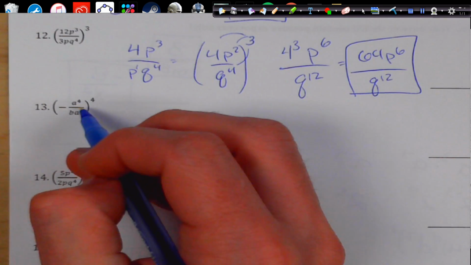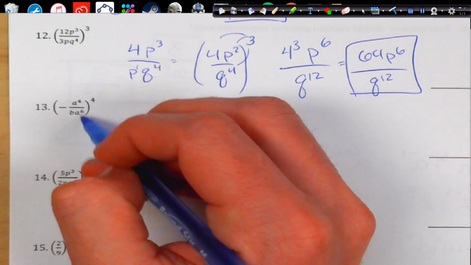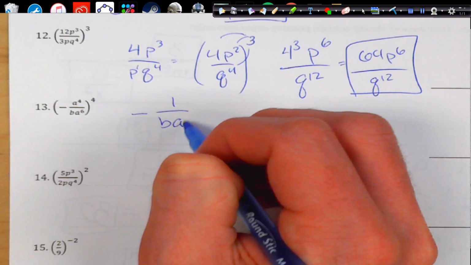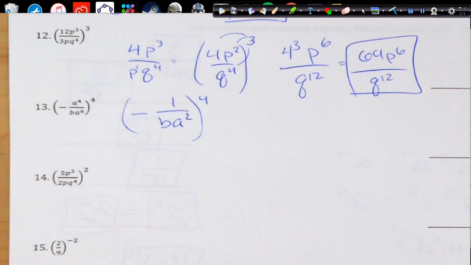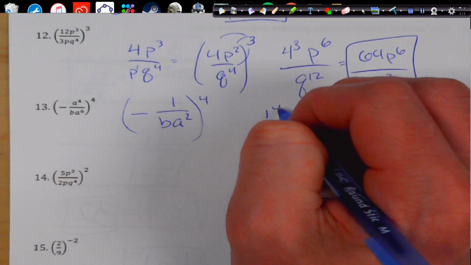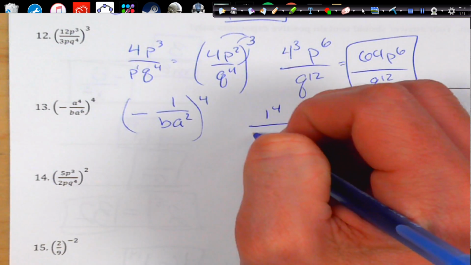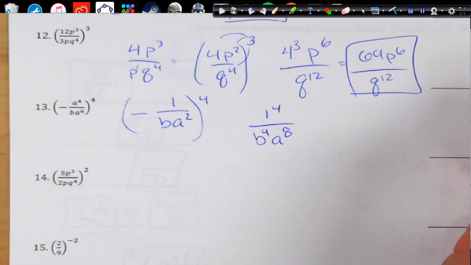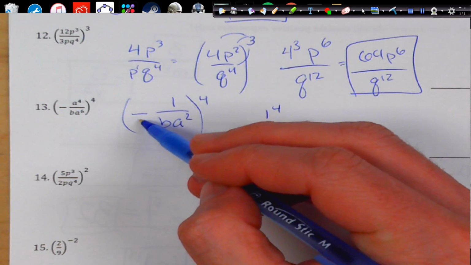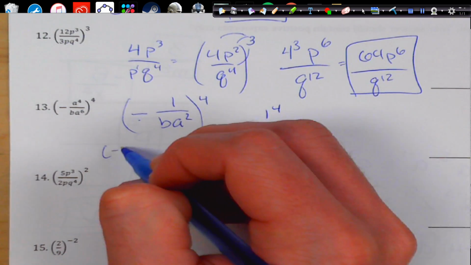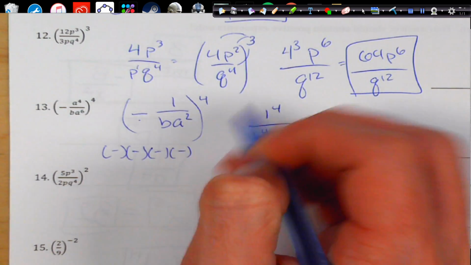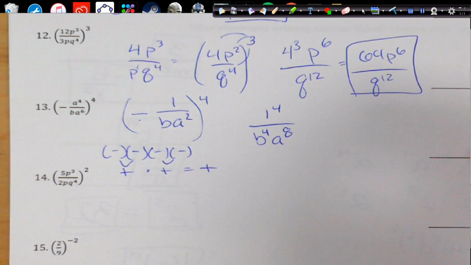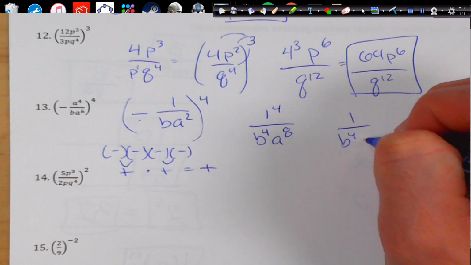Case in point, we have a to the 4th, a to the 6th. That's going to subtract, so we're going to have negative 1, b, a to the 2nd on the bottom, raised to the 4th power. 1 to the 4th power is just 1, b to the 4th power, and then 4 times 2 is a to the 8th power. Now, 1 to the 4th power is just 1, and notice this was a negative exponent. Well, what's negative times a negative times a negative times a negative? Well, that's positive, and that's positive. Positive times a positive is a positive, so we know the answer is a positive value.